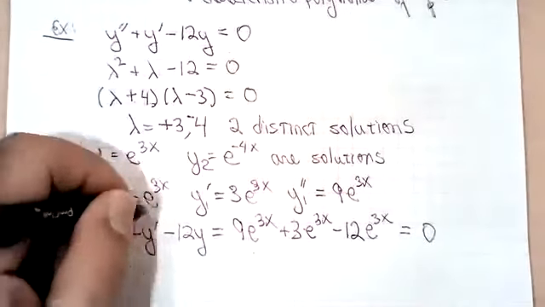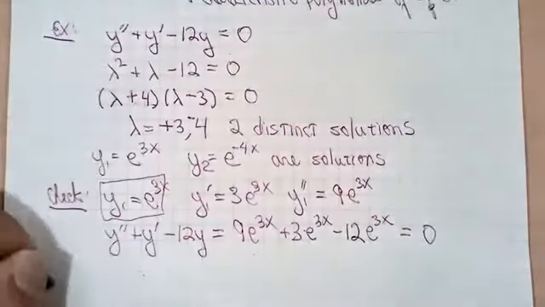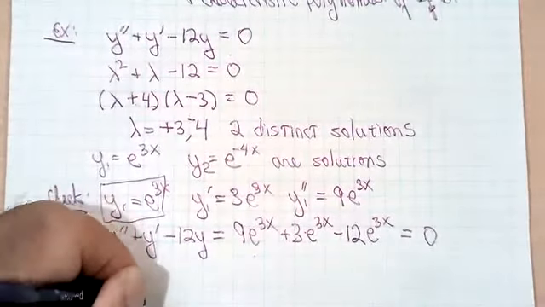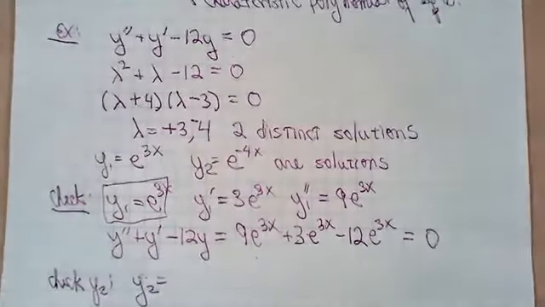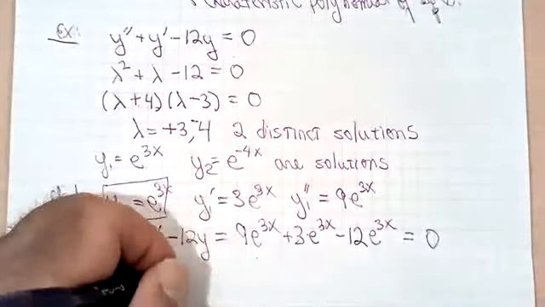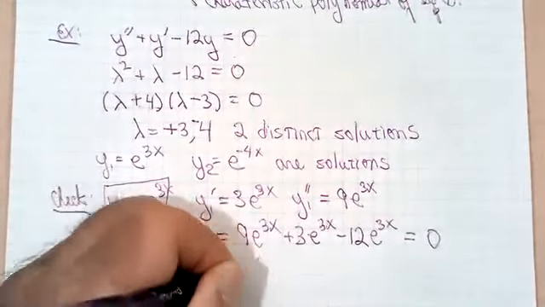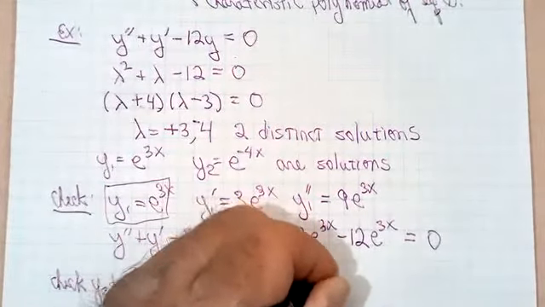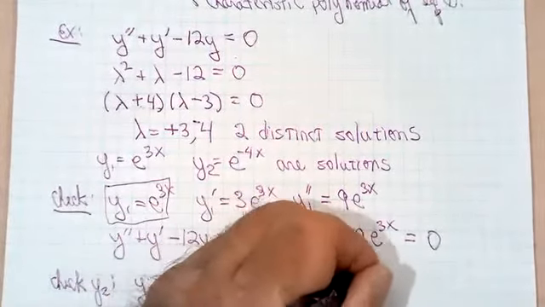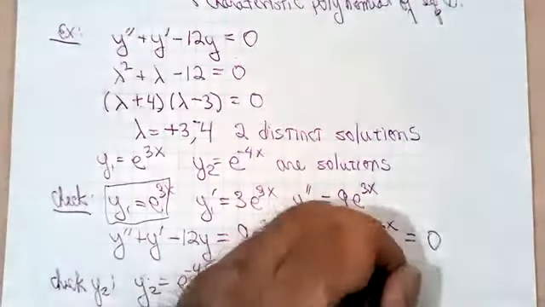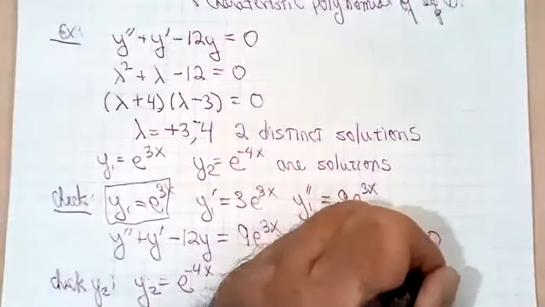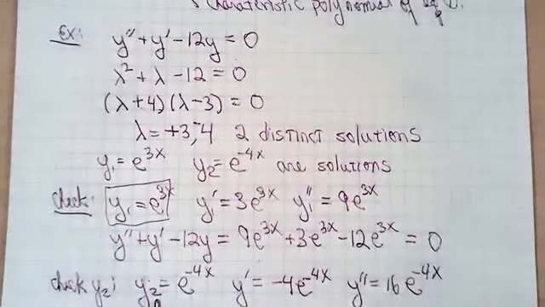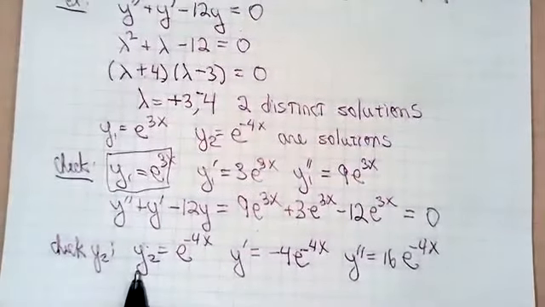So we've just checked one though. There's one. Let's check the other one. Check y2. Well, y2 is equal to e to the minus 4x. Its first derivative will be minus 4 e to the minus 4x. And its second derivative will be 16 e to the minus 4x. And if you plug these functions into the original ODE, it is supposed to give you 0.